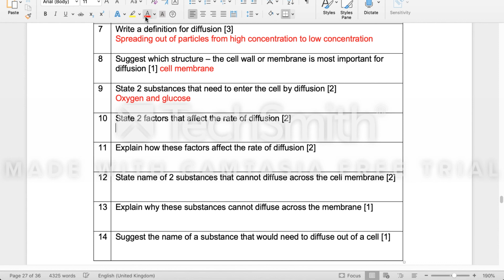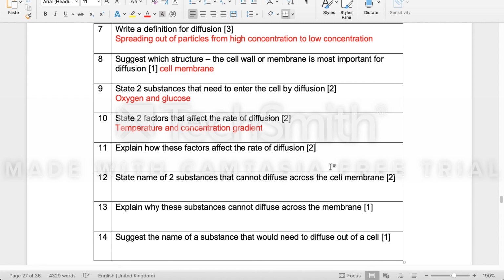Number 10, state 2 factors that affect the rate of diffusion. The easier one to understand is temperature, right? You should understand that because things are hot, they have more energy. Okay, and when things have more energy, they tend to move around more, and that will increase the rate of diffusion. The other one is called the difference in concentration, which is the concentration gradient.